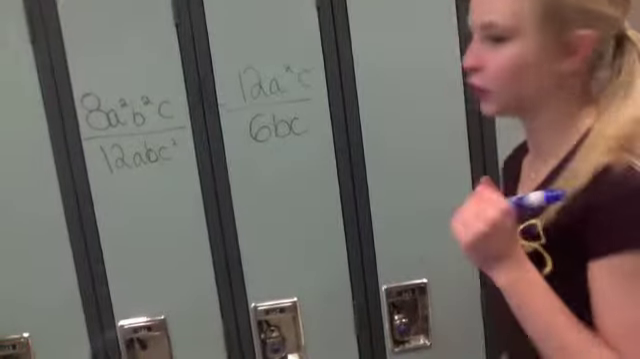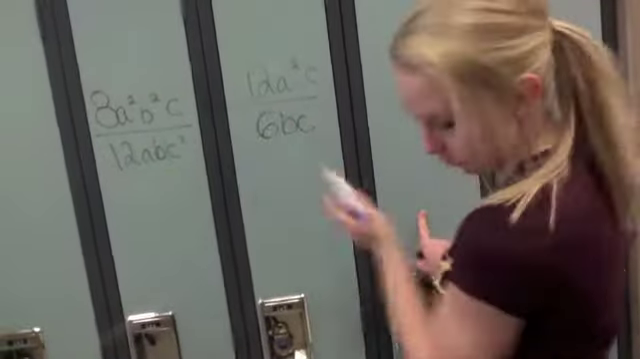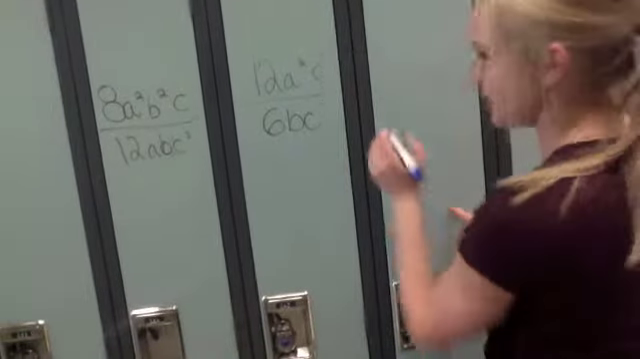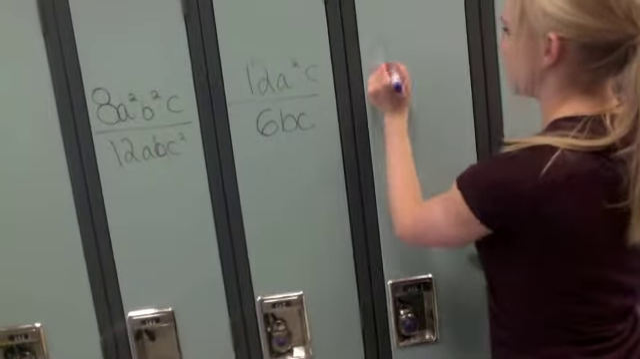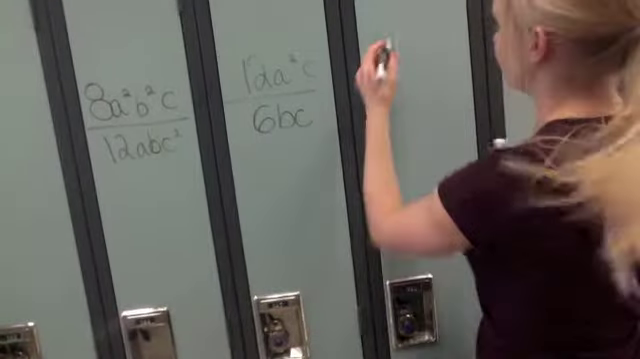Here we have a more complicated question. So you first begin by multiplying the numbers straight across like you did before. 8 times 12 is 96.